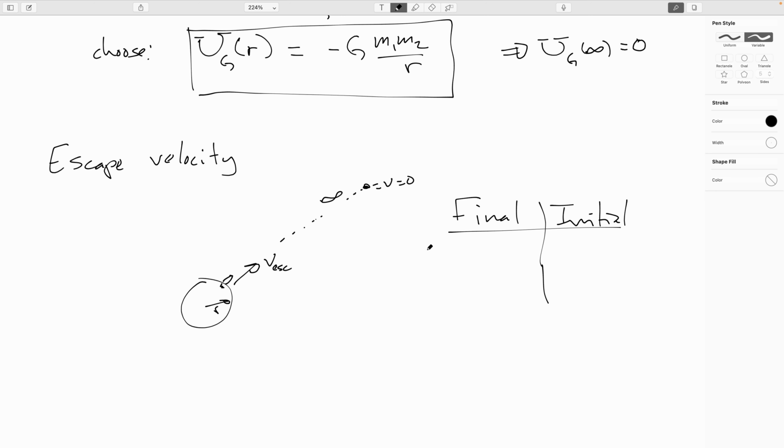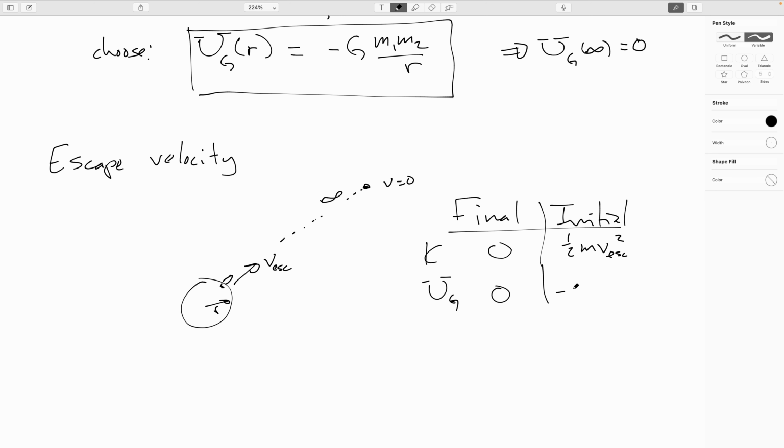So when we write all the forms of energy we can think of, that's just kinetic and gravitational potential. When we're at infinite distance away, our gravitational potential energy is 0 by our standard choice, and our kinetic energy is 0 because we said that we came to a halt once we got to exactly infinitely far away. So this would be 1/2 m v escape squared for our initial.